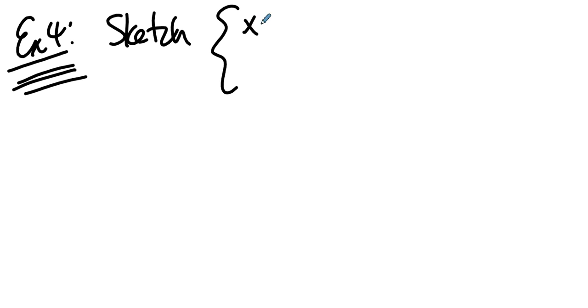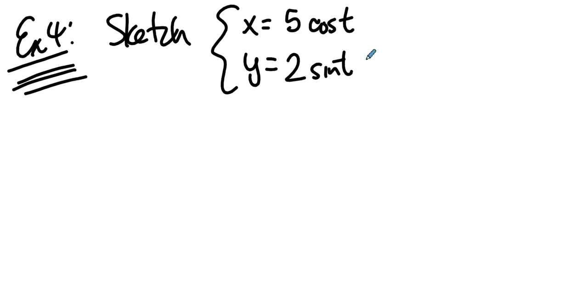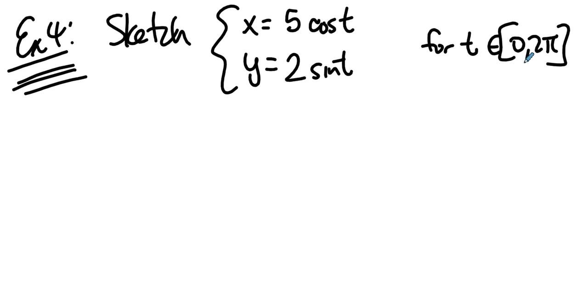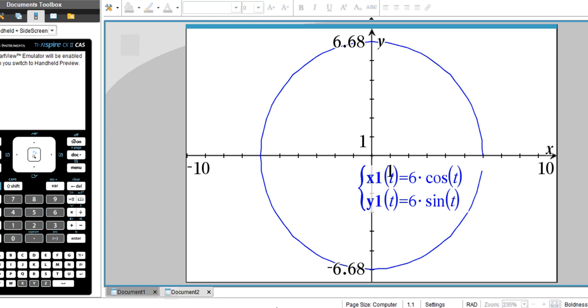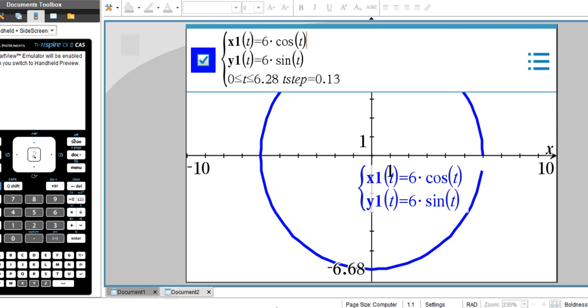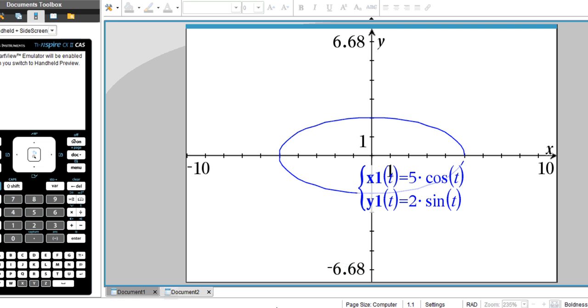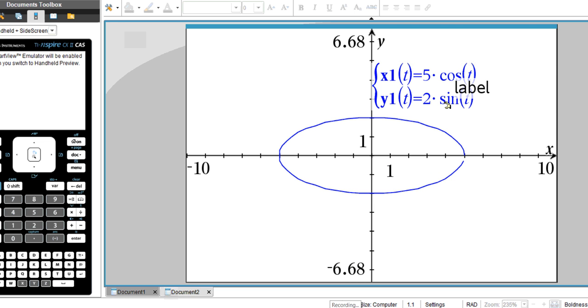Let's sketch. x is going to be 5 cosine t, and y is going to be 2 sine t for t on 0 to 2 pi. Well, this time I'll use the machine. We used the machine to graph 6 cosine t and 6 sine t, but what if we change the 6 to a 5 and a 5 to a 2? Well, what in the world is that? Well, that thing looks like an ellipse.